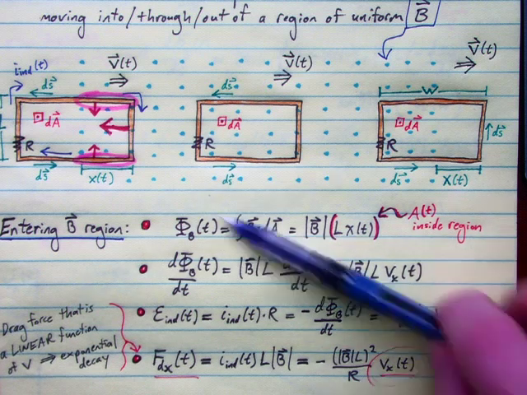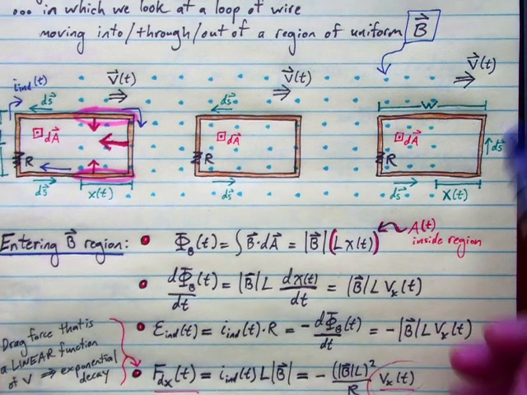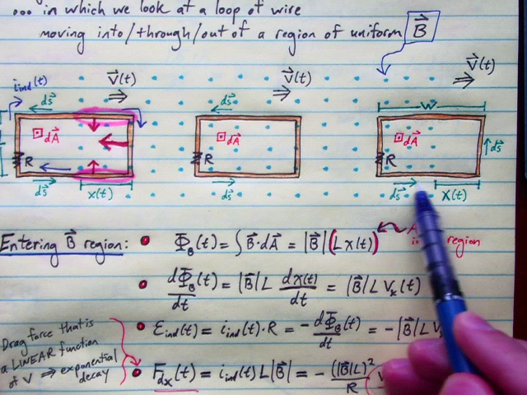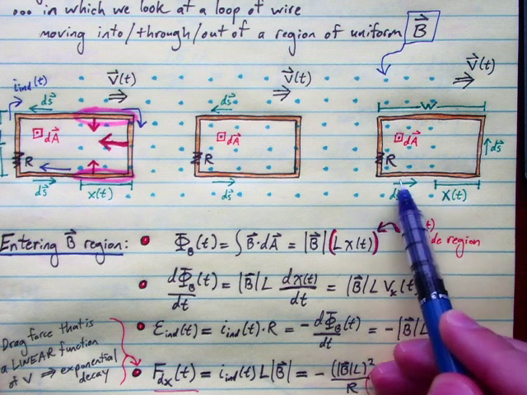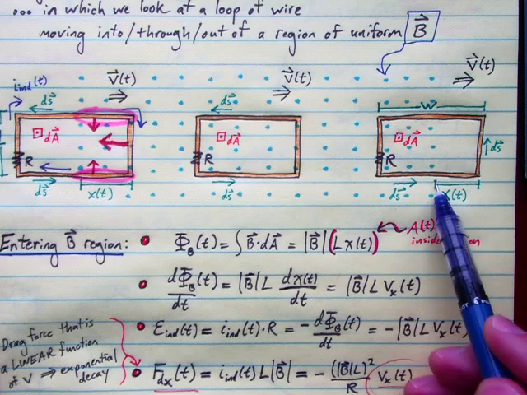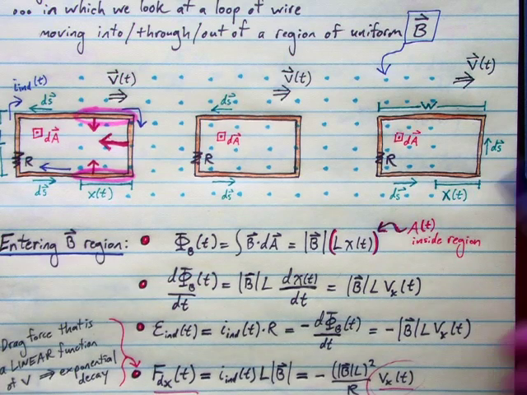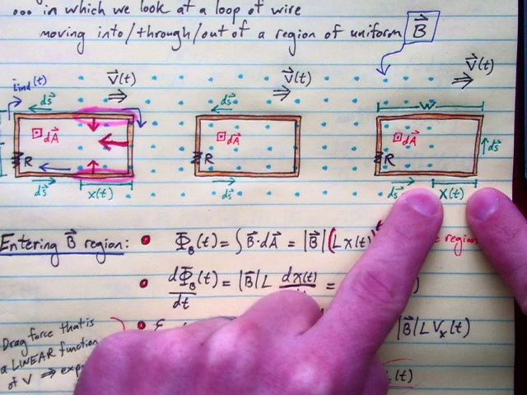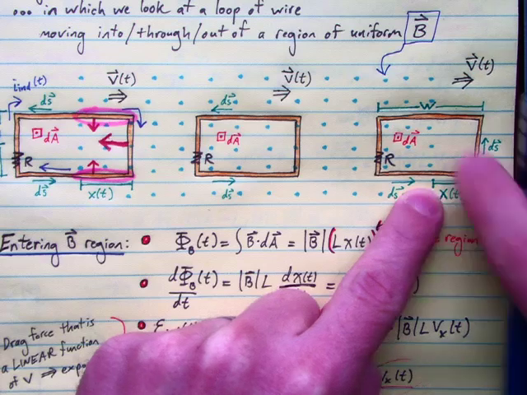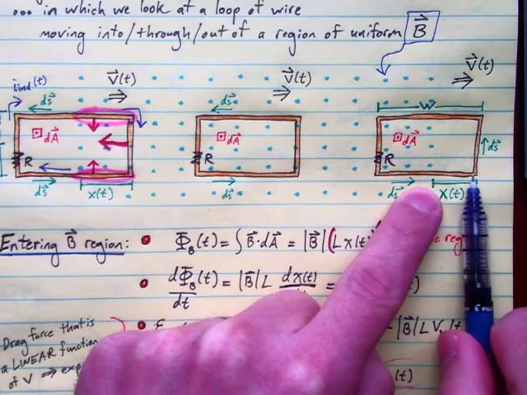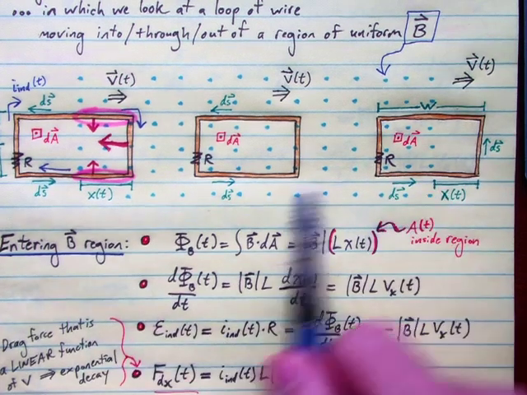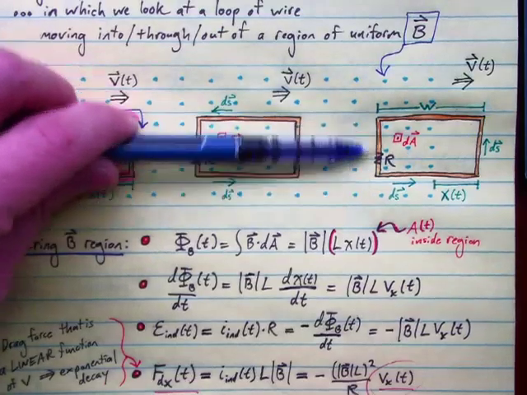We're going to go through those steps once again. Note this time that the length of segment that's still inside the B field region would be this length W minus this length X. Now we're going to call X the distance from the edge of the region to the right edge of the wire loop. So this X will be increasing with time as the right edge of the loop moves further and further out of the region. So this distance here is then W minus X. This distance here is still big L.